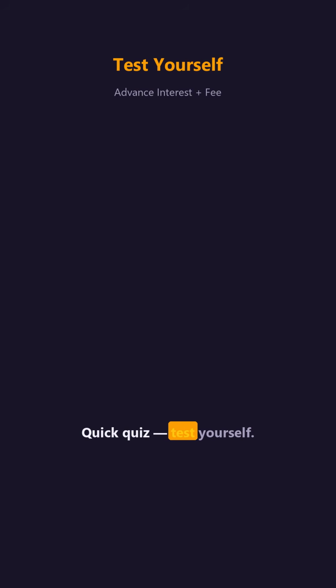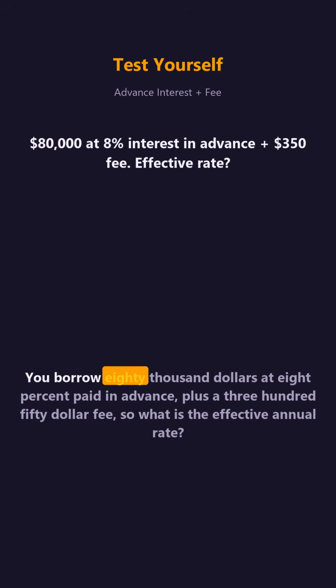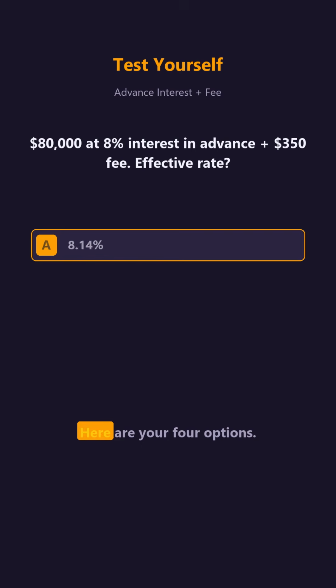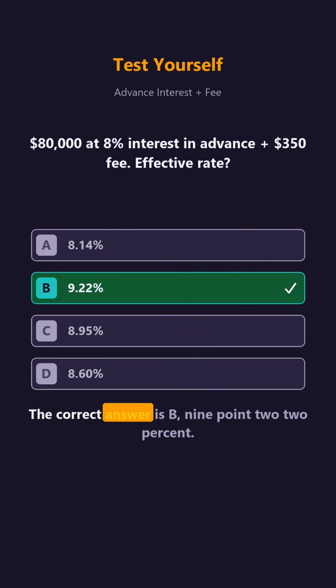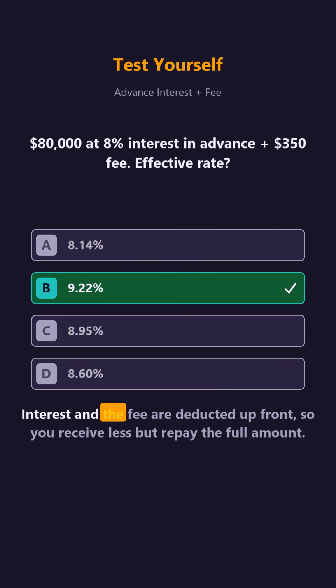Quick quiz, test yourself. You borrow $80,000 at 8% paid in advance, plus a $350 fee, so what is the effective annual rate? Here are your 4 options. Pause the video and solve it now. The correct answer is B, 9.22%. Interest and the fee are deducted up front, so you receive less but repay the full amount.